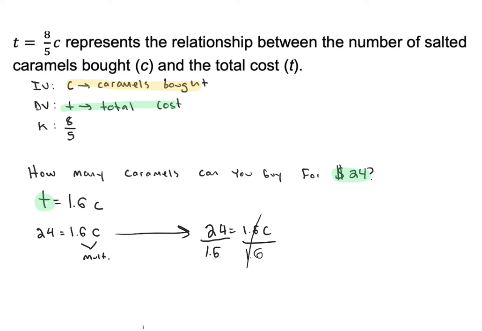So 24 divided by 1.6 is 15. So we end up with 15 is equal to 1C. And anytime you have 1 of a variable, you can just put the variable. You don't need to write a 1. So if you have multiplication, use division to undo it. If you have division, use multiplication to undo it. Inverse operations. But we would say that our answer would be for $24, we can buy 15 caramels.